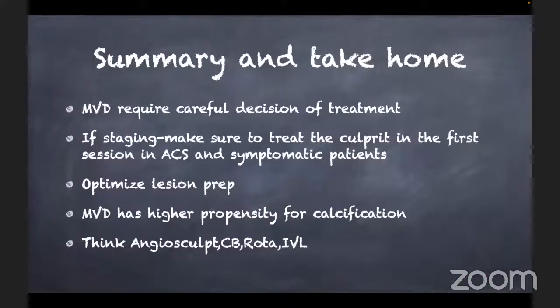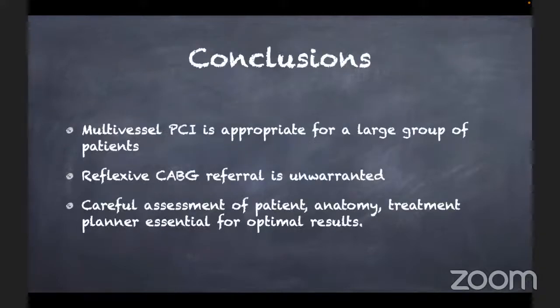So the summary and take-home messages are: multivessel disease requires careful decision of treatment. If staging, we should make sure that the culprit lesion is treated first in the first session in the ACS and symptomatic patients. We should optimize lesion preparation. Multivessel disease has higher propensity for calcium, and we should also think about proper lesion preparation in the form of AngioSculpt, cutting balloon, rota, or IVL. So to conclude, multivessel PCI is appropriate for a large group of patients. Reflexive CABG referral is unwarranted, and careful assessment of patient anatomy and treatment plan is essential for optimal results.